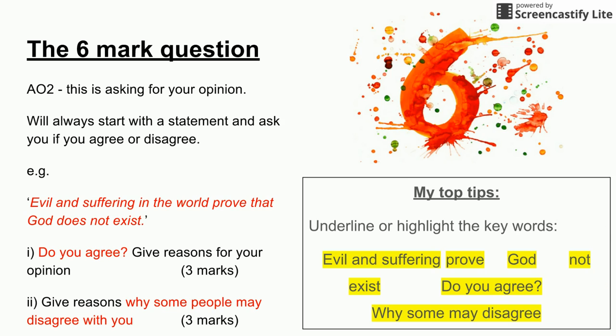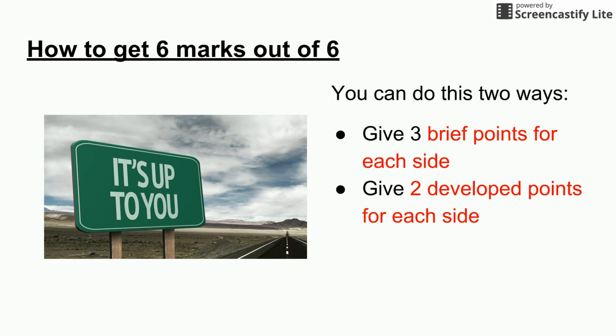My top tips, as always, underline or highlight the key words. So here in this one, evil and suffering prove God not exist. Do you agree? Explain why some disagree. So how to get 6 marks out of 6? You can do this in 2 ways. It's up to you. Give 3 brief points for each side, or give 2 developed points for each side. Okay?